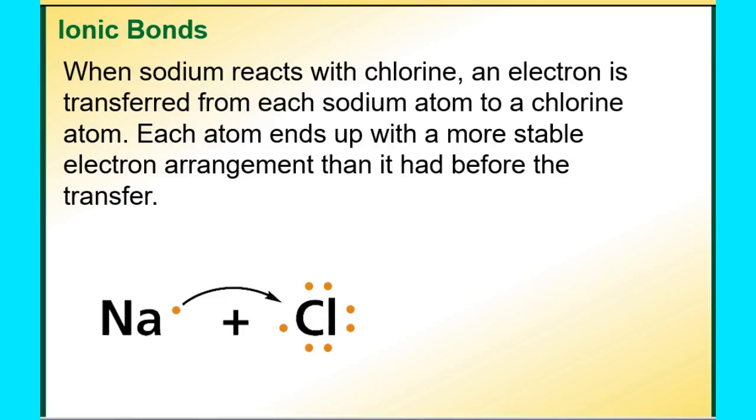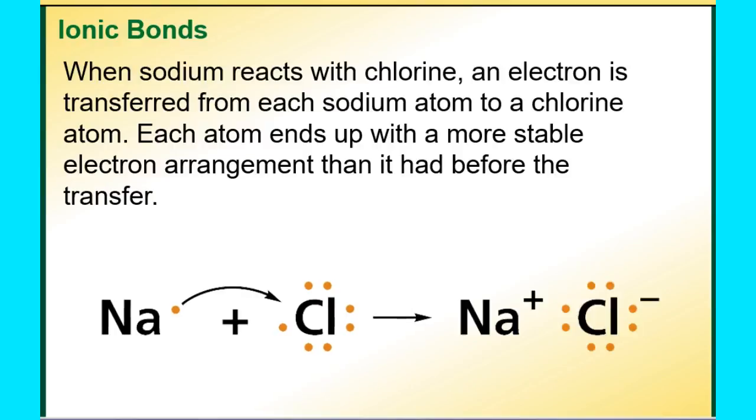When sodium reacts with chlorine, an electron is transferred from each sodium atom to a chlorine atom. Each atom ends up with a more stable electron arrangement than it had before the transfer.